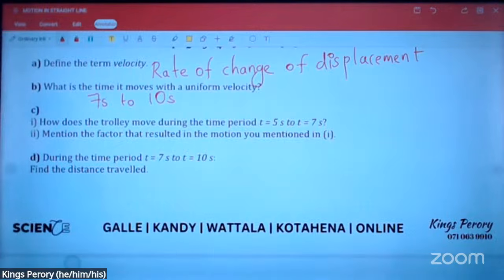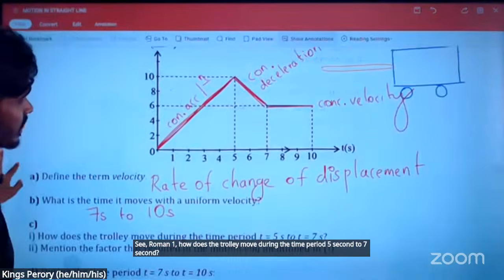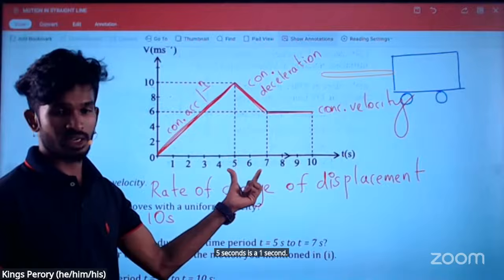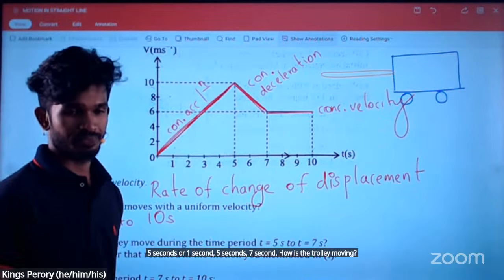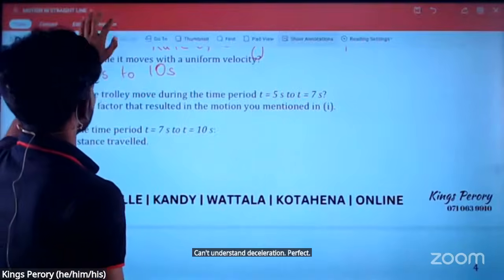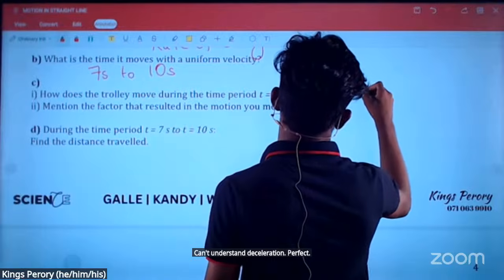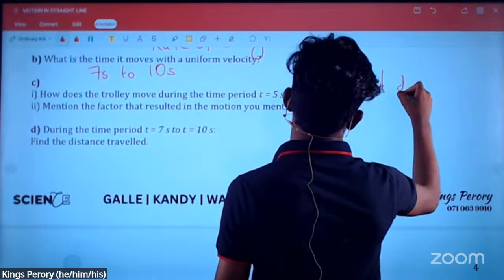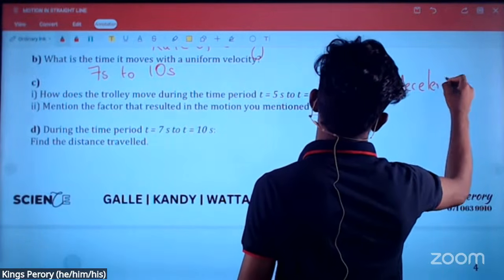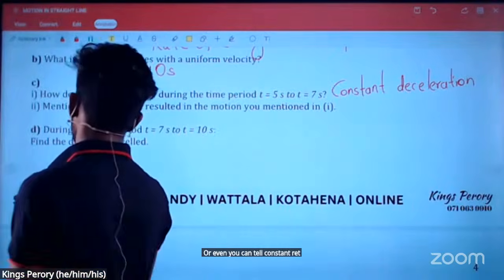See Roman 1. How does the trolley move during the time period 5 seconds to 7 seconds? How is the trolley moving? Constant deceleration. Perfect. Or even you can tell constant retardation, it is the same.